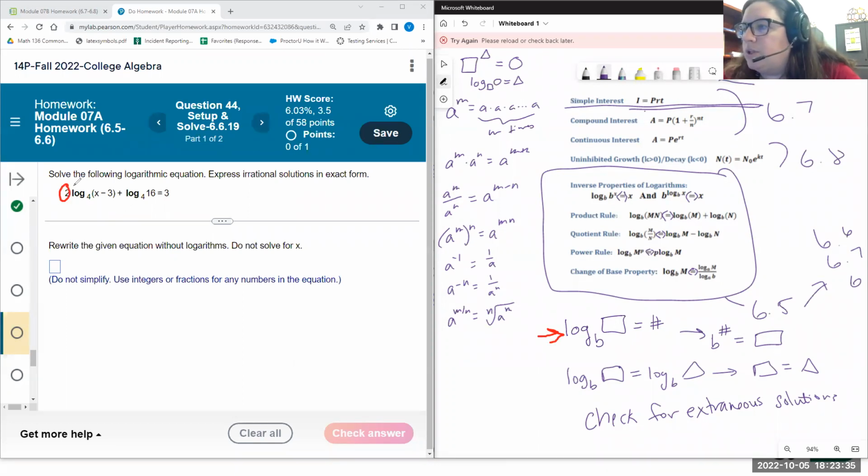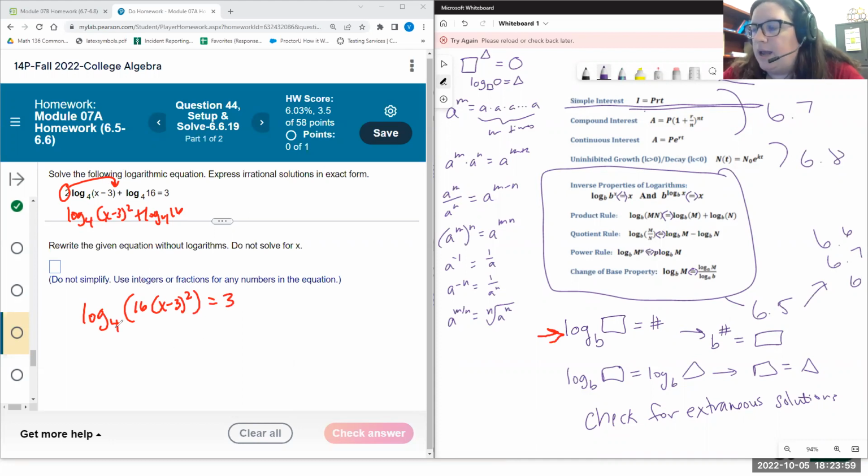So moving the 2 to the inside. So log base 4 of (x minus 3) squared plus log base 4 of 16, but then the (x minus 3) squared and the 16 get multiplied together. So that becomes log base 4 of 16 times (x minus 3) squared equals 3.